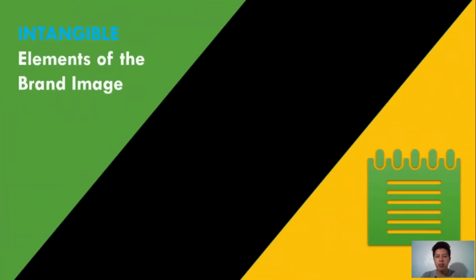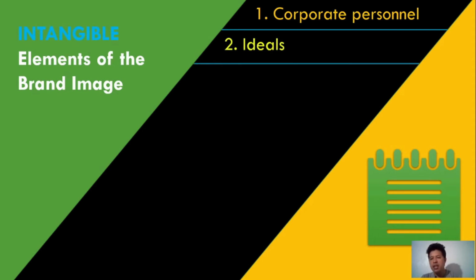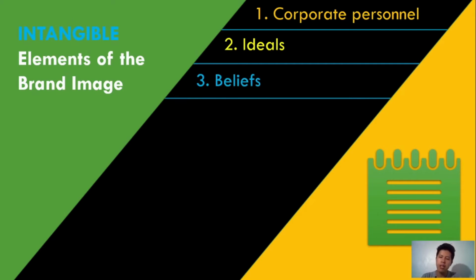Next, we have intangible elements of the brand image. Number one is the corporate personnels. Those at the top, the identity, the image of those at the corporate level. The ideals of the corporation or the company, like clean air, or let's say clean rivers, love for the environment, and so on and so forth. What are their beliefs? They believe in quality products. They believe in quality processes, so on and so forth.